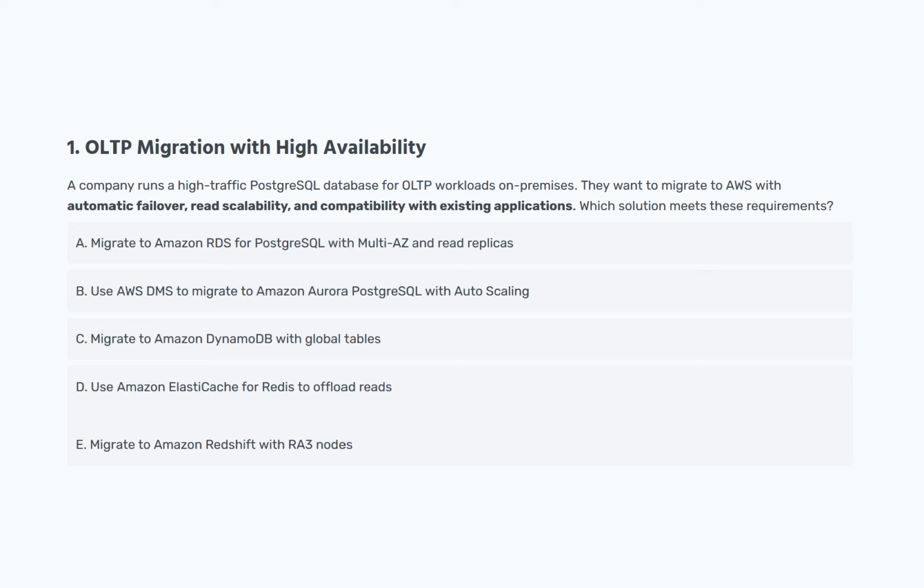Amazon DynamoDB is not good for OLTP. ElastiCache for Redis is not going to work. Redshift is not an OLTP workload, they are mostly analytical. So when you're comparing A and B, I believe B is better: faster, with read scalability. I think you can get up to 15 read replicas, and it's compatible with the PostgreSQL application, right? I think that's going to be answer B.